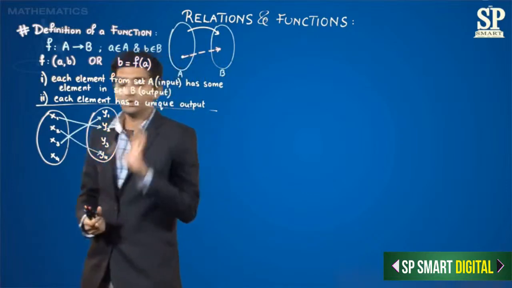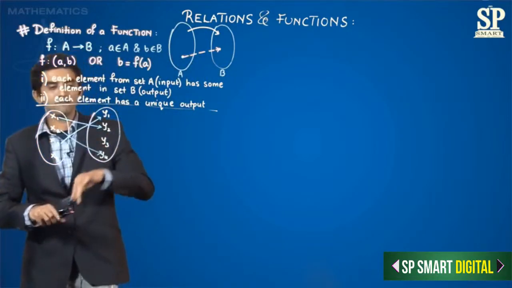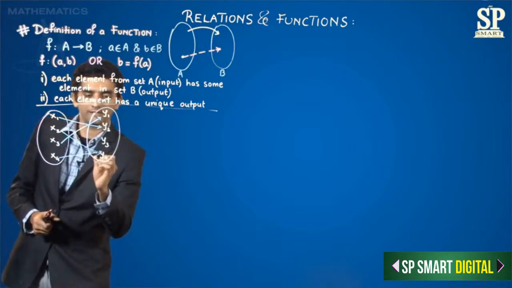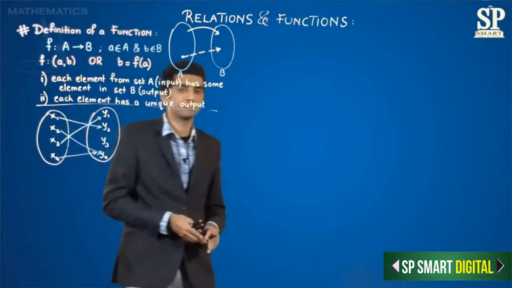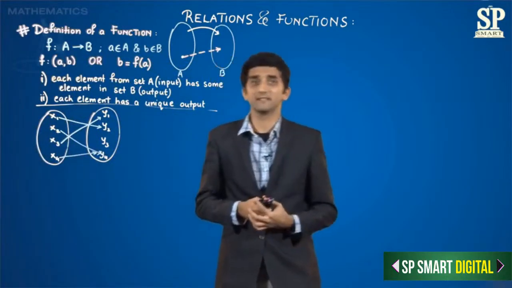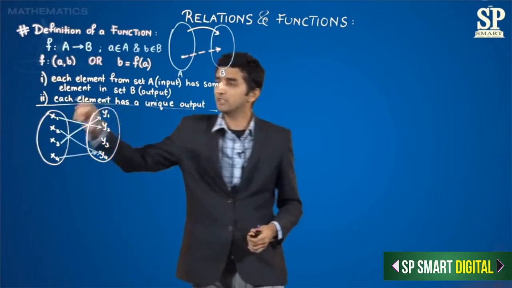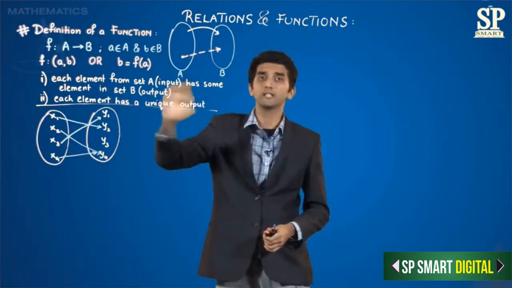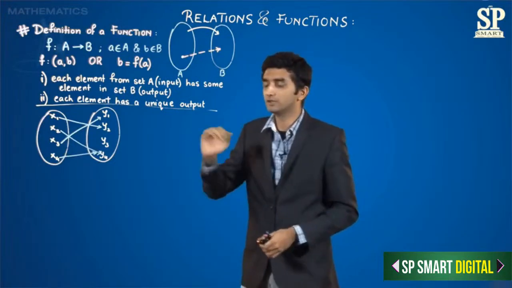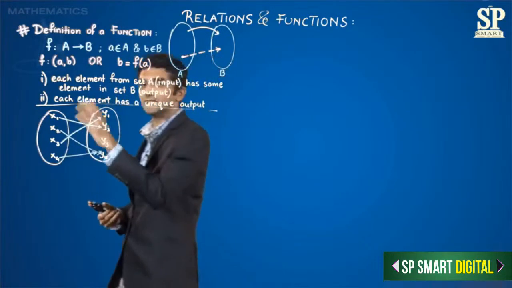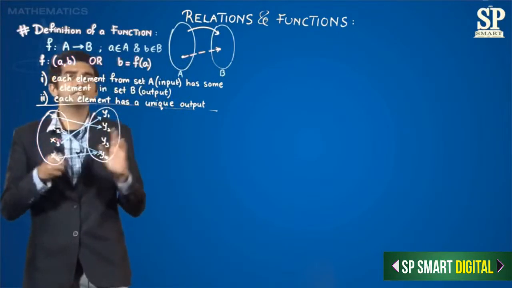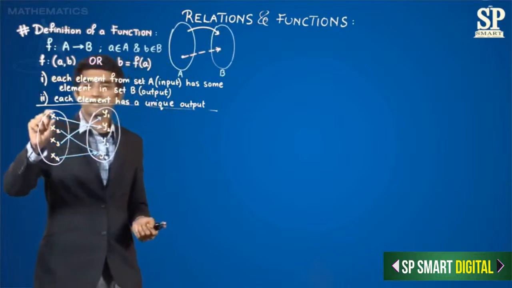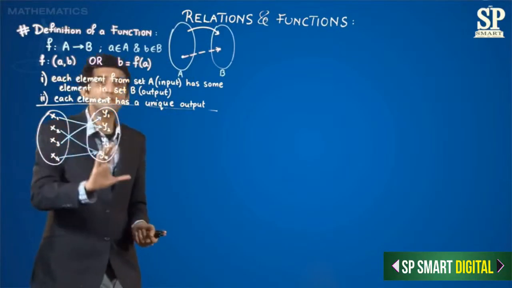Now, right now, this is not a function, but if I do something like this, does this make it a function? If you think about it, yes, it does. Why? Because each and every element has some output. So the first condition is being satisfied. Now let's talk about the second condition. The second condition is that each element has a unique output. Is that getting satisfied? Yes, it is. Every input has a unique output.